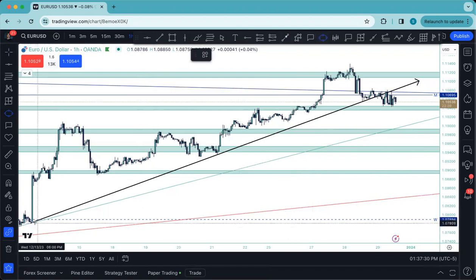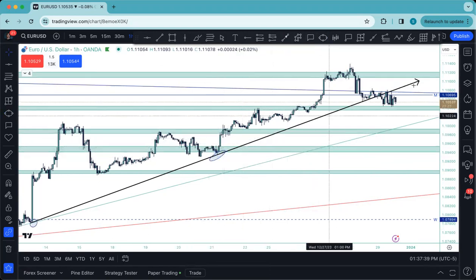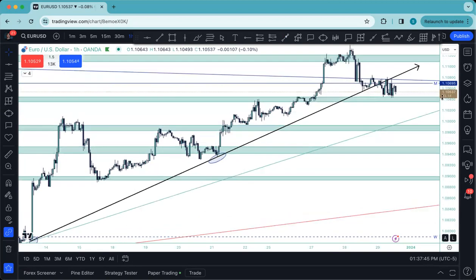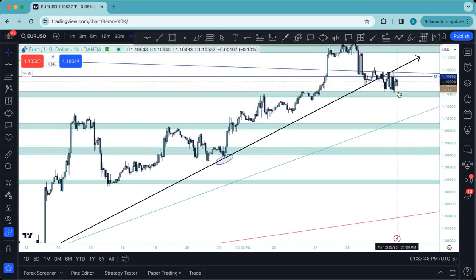And so as you can see, this was the first point. That was the second point. And then we just drew it into the future. And you can see that it's already broken right here. And it's going down and it's supporting off of this 4-hour zone.